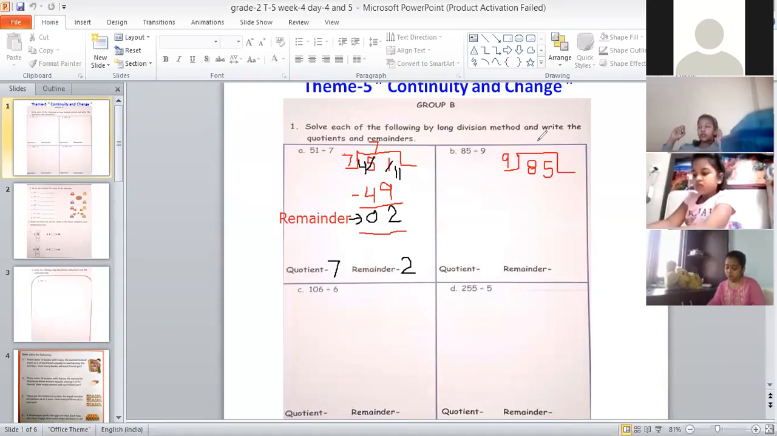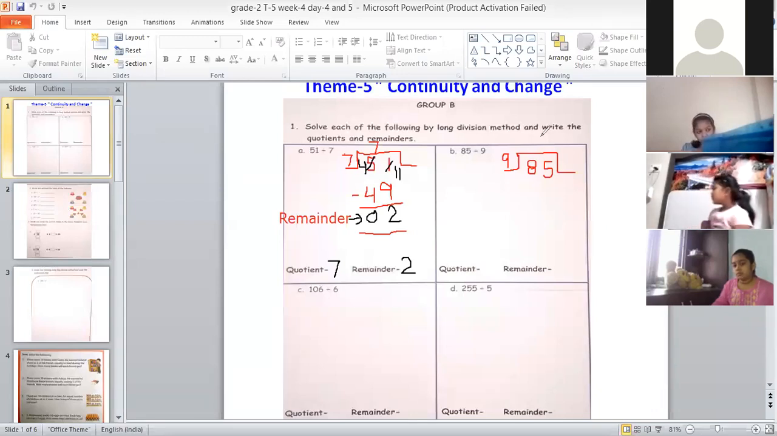Yes, we cannot get 85 in the 9 table. So we have to think of a number in the 9 table which is smaller than 85 and nearest to 85. So we will recall the 9 table and try to find the number which is smaller than 85 and nearest to 85. Yes, Pathan, tell me the number. 9 nines are 81, ma'am. Yes, 9 nines are 81.